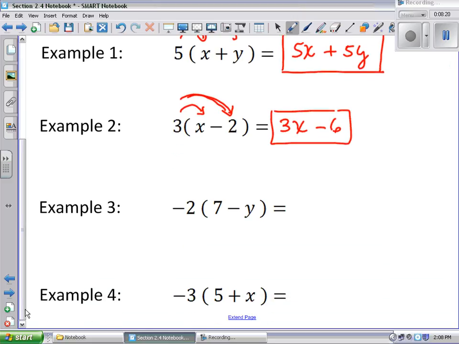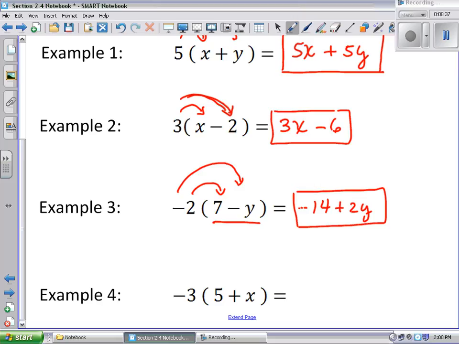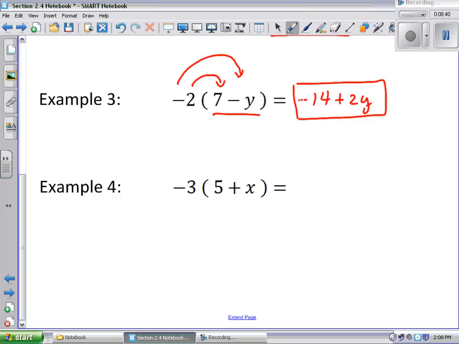Negative 2 times (7 minus y). Negative 2 times 7 gives us negative 14, and negative 2 times negative y gives us plus 2y. And number 4, negative 3 times (5 plus x). Negative 3 times 5 gives us negative 15, and negative 3 times positive x gives us negative 3x.